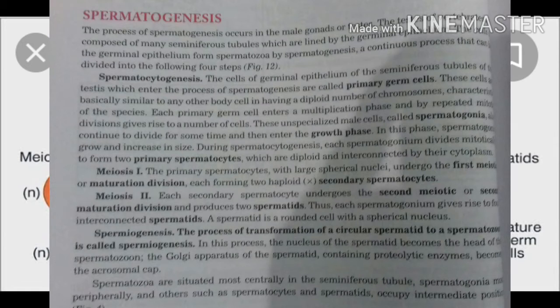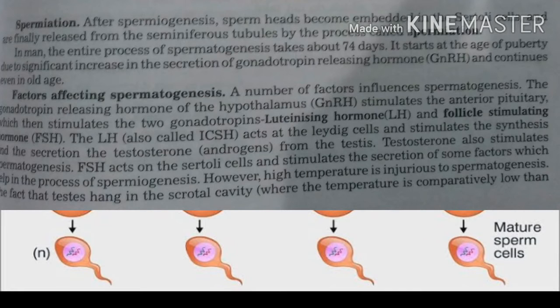The LH, also called ICSH, acts on the Leydig cells and stimulates the synthesis and the secretion of testosterone, an androgen from the testes. Testosterone also stimulates spermatogenesis. FSH acts on the Sertoli cell and stimulates the secretion of some factors which help in the process of spermiogenesis.